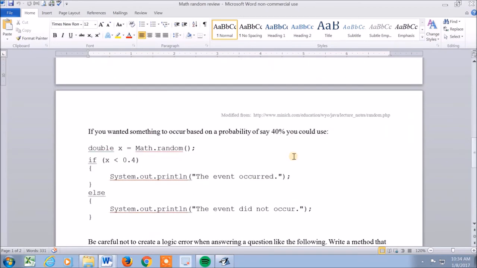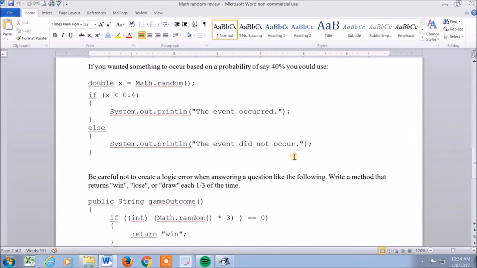And on the back, a couple of super quick things here. Sometimes you want to use random numbers to generate some kind of probability. So here I'm generating a random number, and I'm saying if x is less than 0.4, some event has occurred. I'll have some code in here, otherwise it did not occur. There will be a 40% chance that this line will be true, and a 60% chance that this line will be true as well.